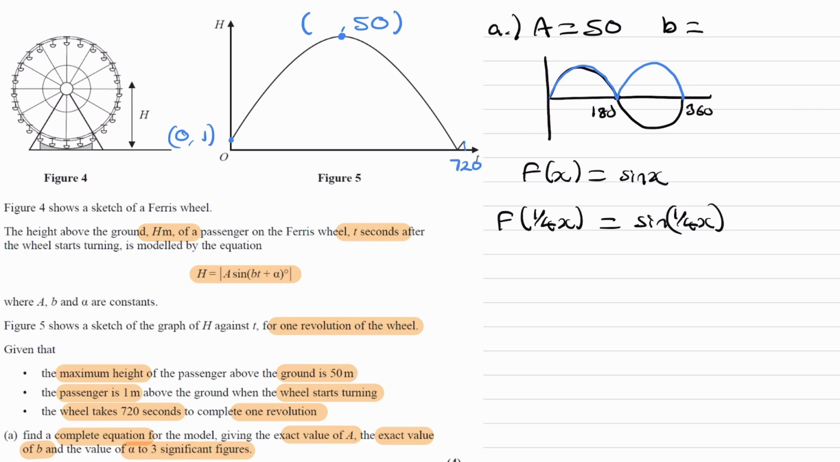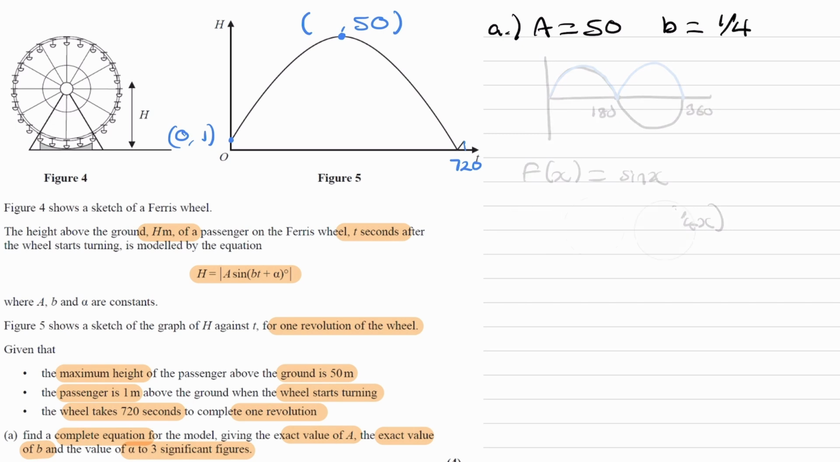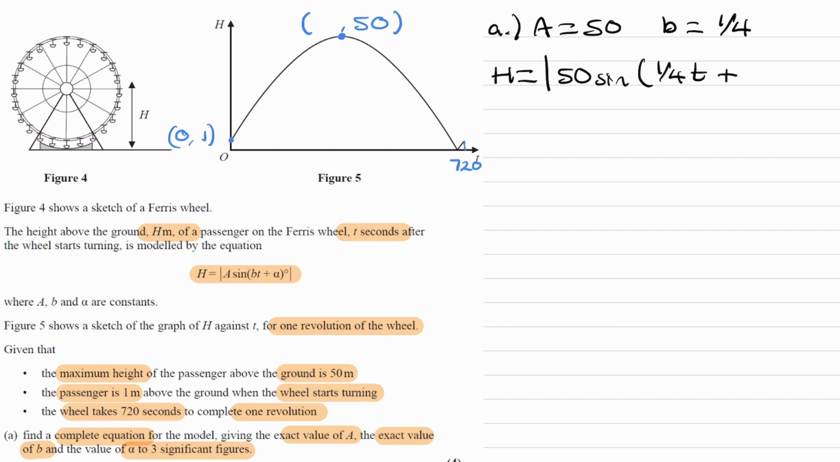So b is a quarter, and now we can go on to alpha. Our equation right now is h is equal to the modulus of a, which is 50, times sine of b, which is a quarter, times t plus alpha, which we don't know. The last point that we have yet to consider is this one here, the (0, 1). We've used the 50, we've used the 720. The (0, 1) we can just simply input into this to work out what alpha is.